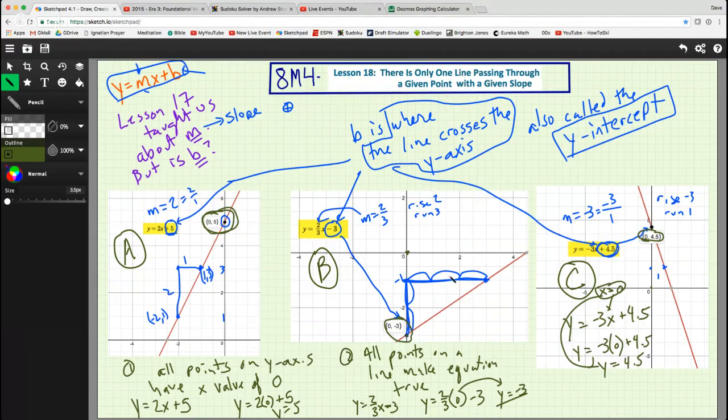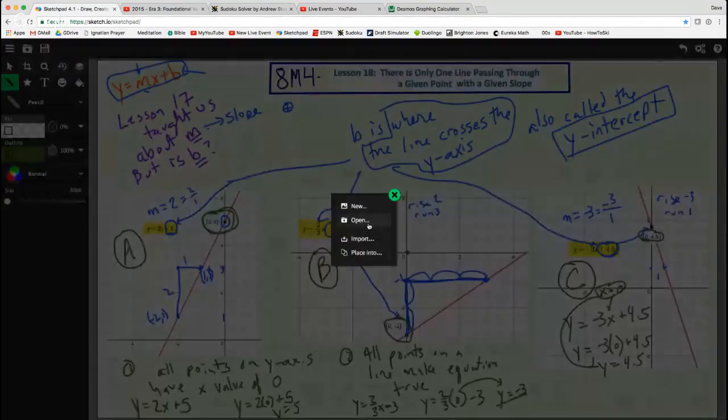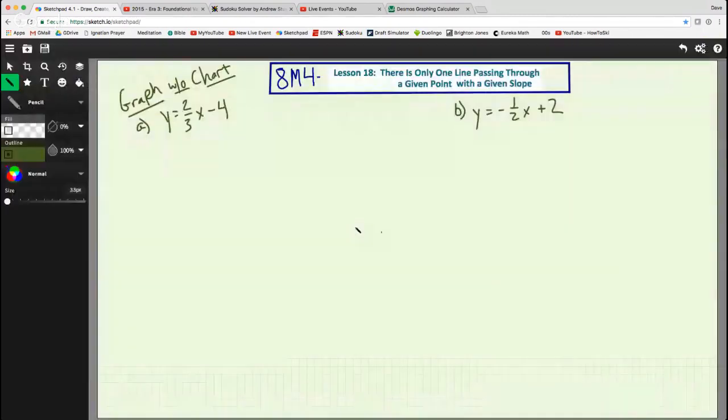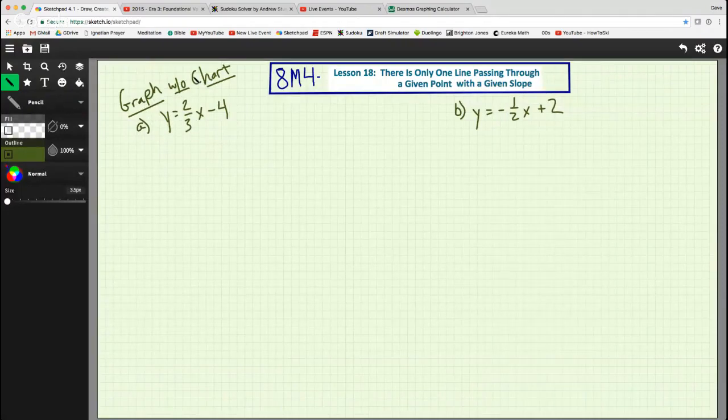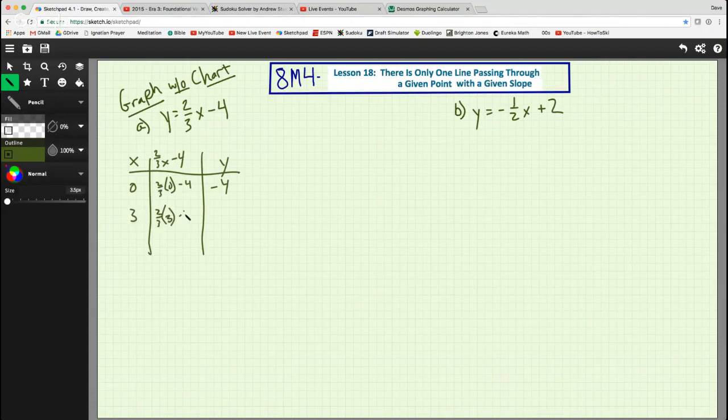Now let's take a look at some lines and see how we can graph them, knowing this very powerful information. Now, what we were doing in 16 and 17 is we were graphing, but with charts. So we'd make our chart, and we'd say, well, x and y, and so 2/3 x minus 4. We'd say, well, when x is 0, 2/3 of 0 minus 4, y is -4. When x is 3, 2/3 of 3 minus 4 is -2.